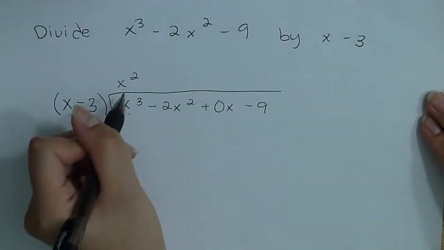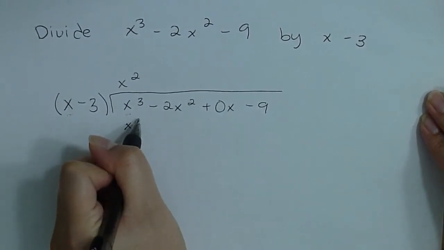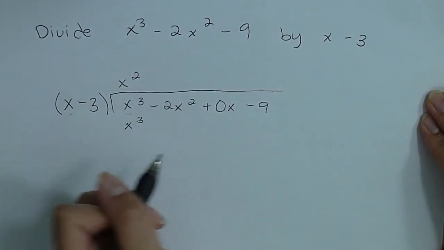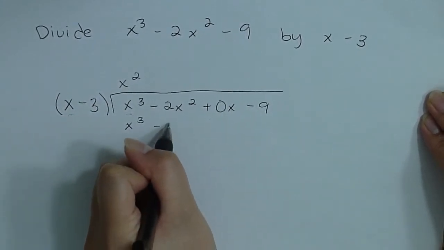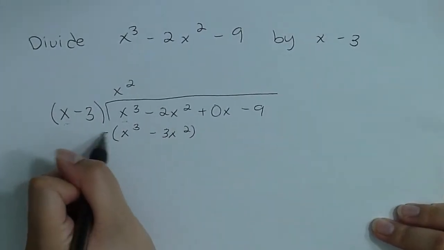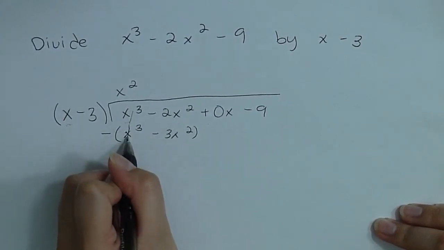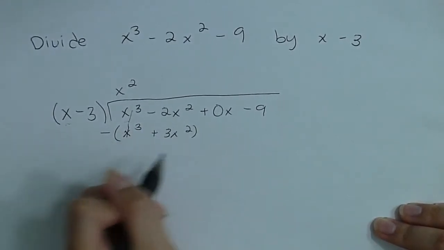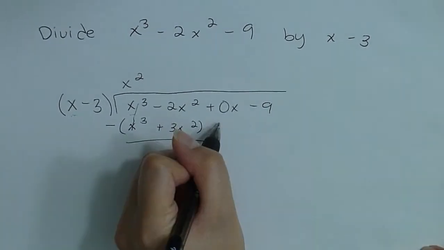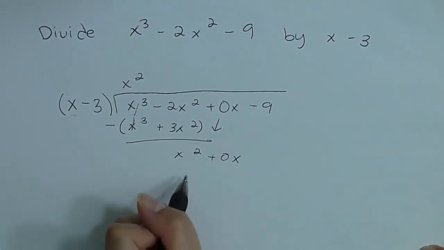So then you multiply x squared times x, which will give you x cubed. Then you multiply negative 3 times x squared, and you'd get negative 3x squared. You then put that in parentheses and subtract. You distribute this negative, so these two cancel out, and this becomes a positive, so you would get x squared. You then bring down this plus 0x and do that process again.